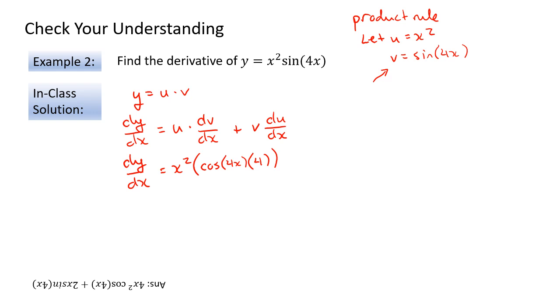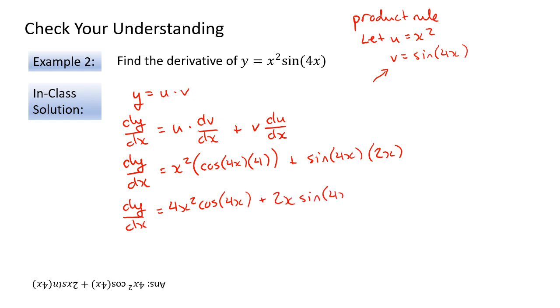Okay, and that's plus our function v, so sine of 4x, multiplied by the derivative of the function u, which is simply x squared. So the derivative would be 2x. So if I simplify this, dy by dx is equal to 4x squared cosine of 4x plus 2x times the sine of 4x. Okay, so this added two different rules together.